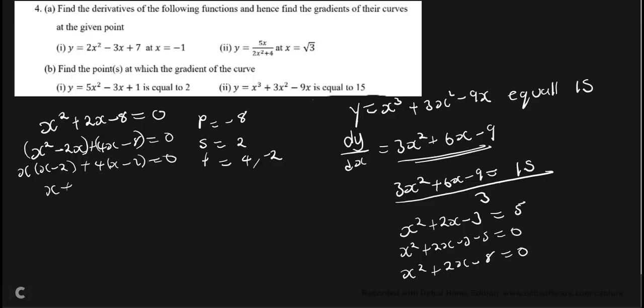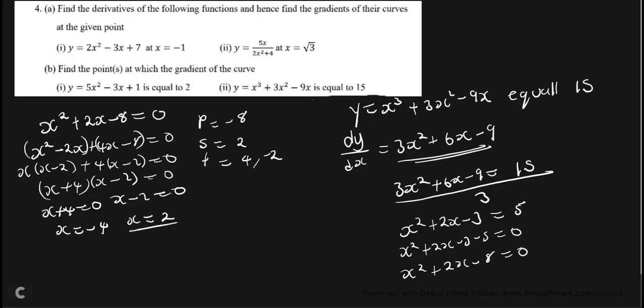Such that (x plus 4)(x minus 2) equal to 0. Then x plus 4 equal to 0, x minus 2 equal to 0. X is equal to negative 4, x is equal to 2. So these are the points that I'm talking about. That's all. That's how you answer questions. These questions are very simple and straightforward.